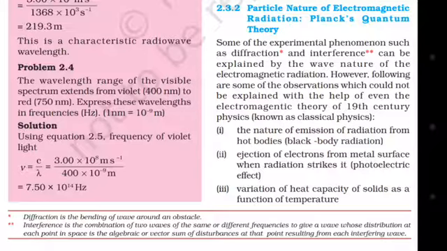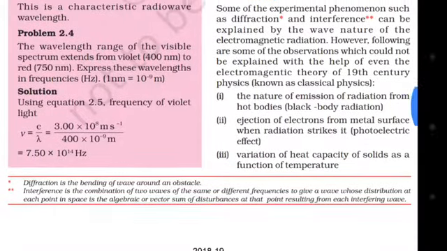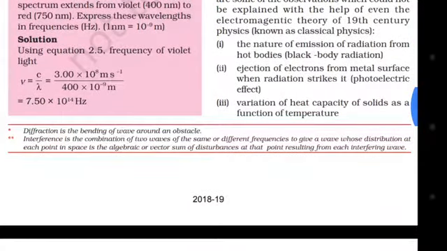Okay, here as a single star point and a double star point, diffraction and interference. Both definitions are given in the red line boundary at the bottom of the page. See here, the single star says that diffraction is the bending of a wave around an obstacle.